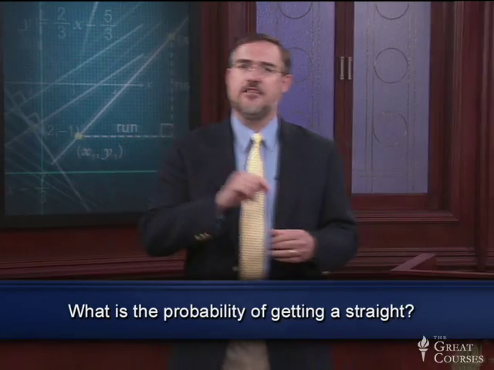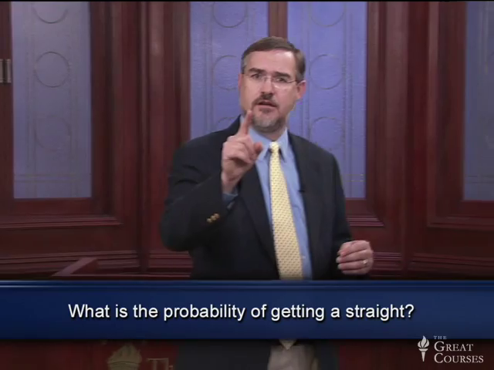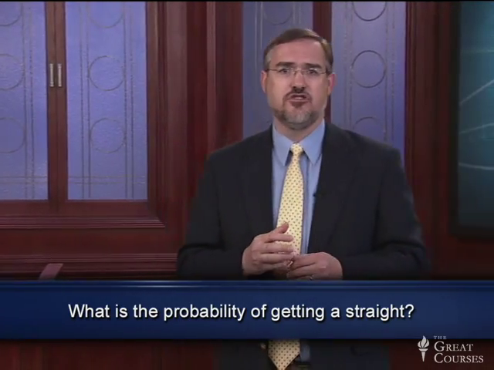Now, let's try to do one last example from these poker hands just to see if we can understand fully how this probability works. So here we go. Find the probability of being dealt a straight from a randomly shuffled deck of 52 cards.